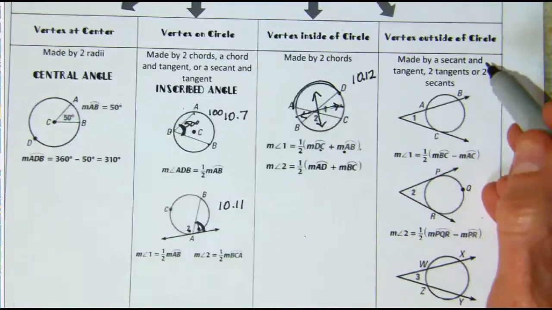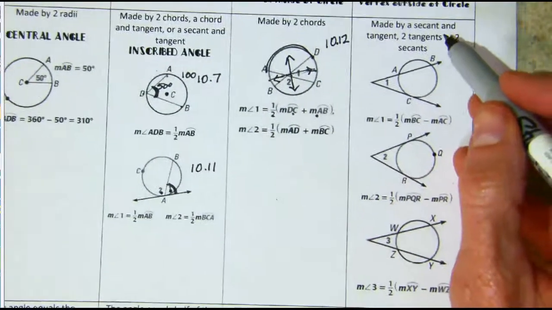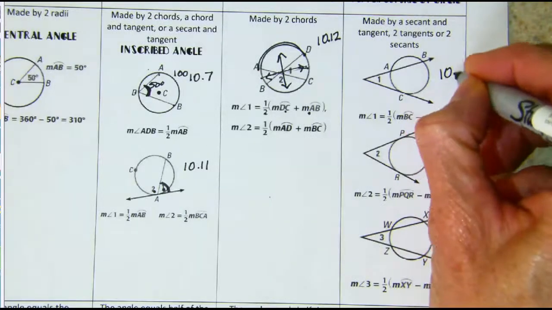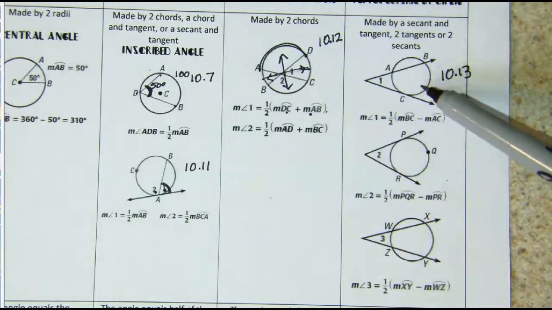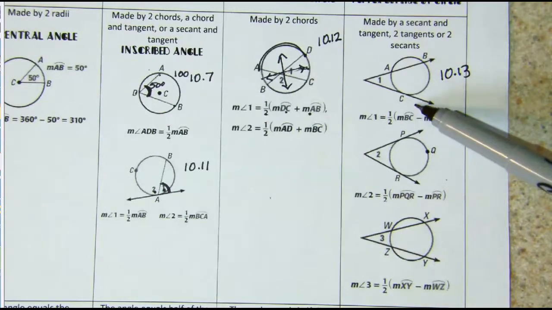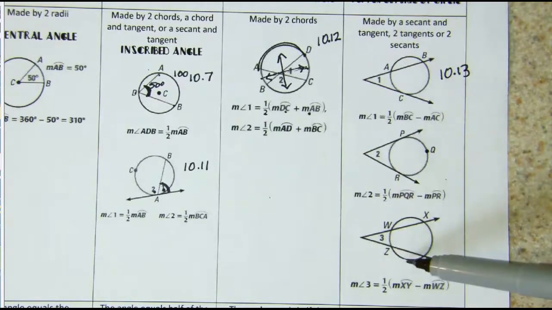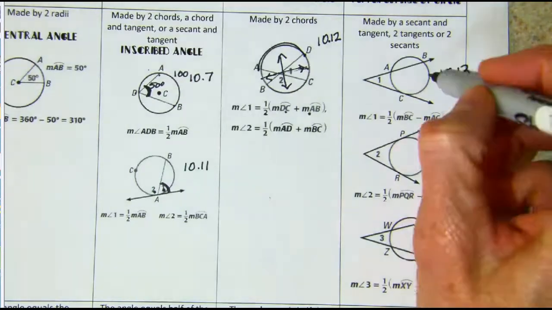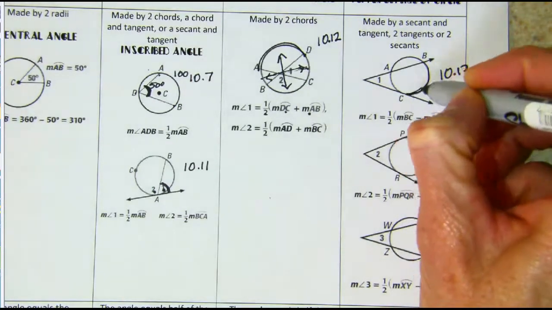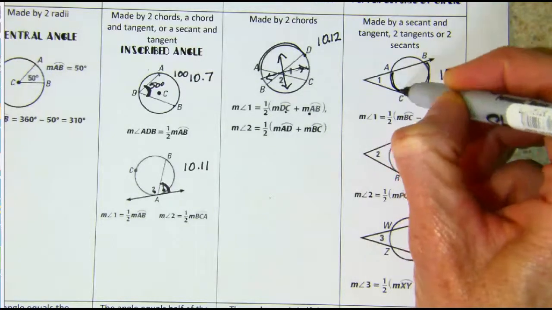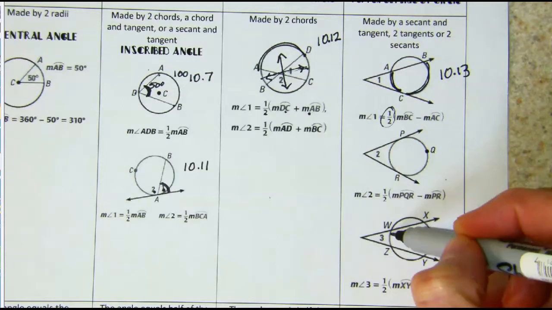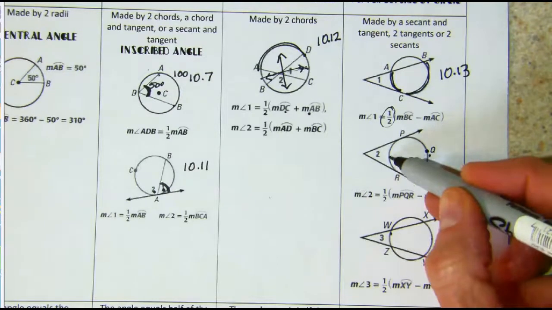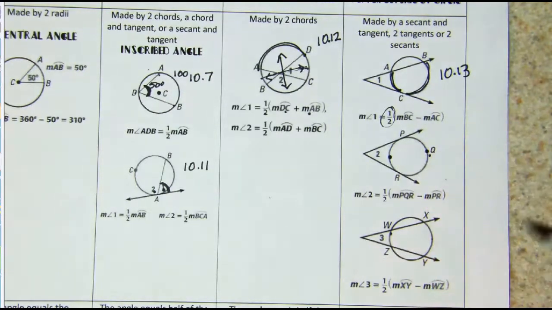Now outside the circle, this was theorem 10.13, and it had three cases. It can be a secant and a tangent, two tangents, or two secants. But it really doesn't matter. What you need to do is take the big arc, subtract the little arc, and take half. And you do that for every picture. So the big arc, subtract the little part, and then you take half to find that.